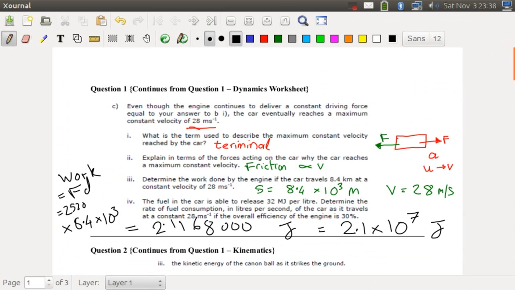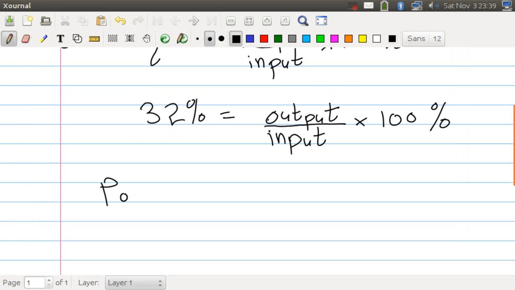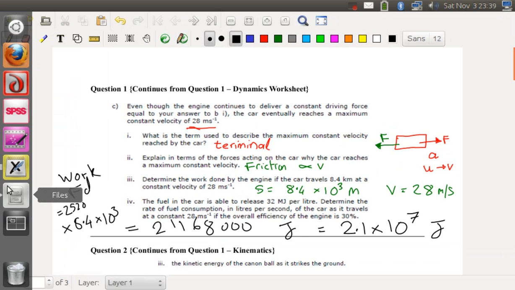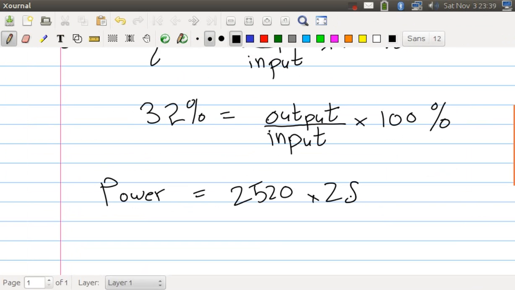Let's calculate how much energy is required per second for this car. So that's work per second, or energy per second is the power. So power is force times velocity, which I said earlier. So that would be 2520 times velocity. So the power, 2520 times velocity, which is 28 meters per second. So let's calculate that. 2520 times 28.